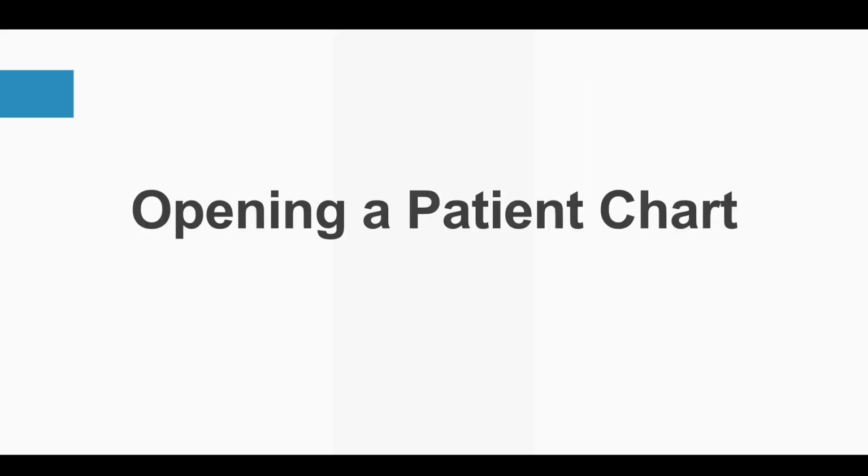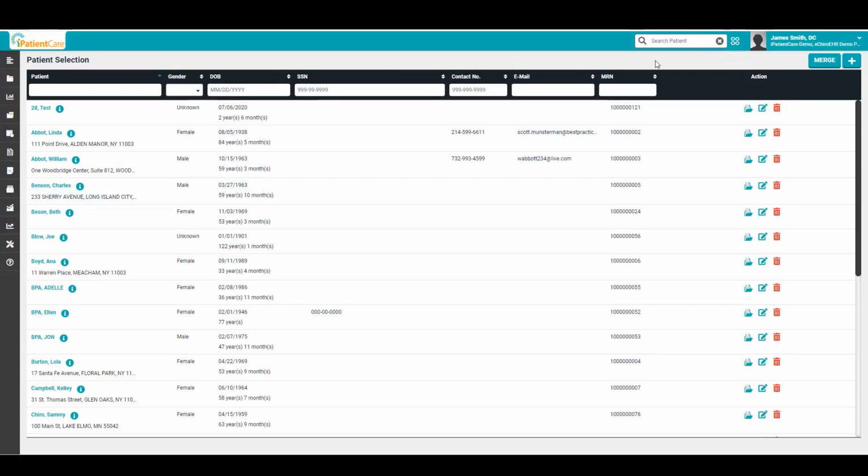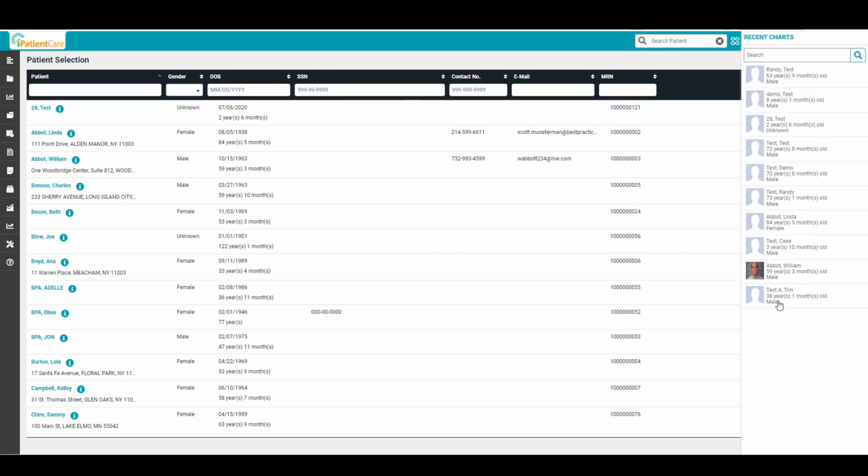Opening a patient chart begins with logging into the iPatient Care platform, and you can open up a patient chart by a couple of different means. You can first of all search for it in the patient selection area. You can also search for it in the upper right-hand part of the EHR. And you can also open up any previous charts that you've been in by selecting these four circles, and that will identify the most recent charts, and you can make that selection. So we will go ahead and open up this test Randy file.